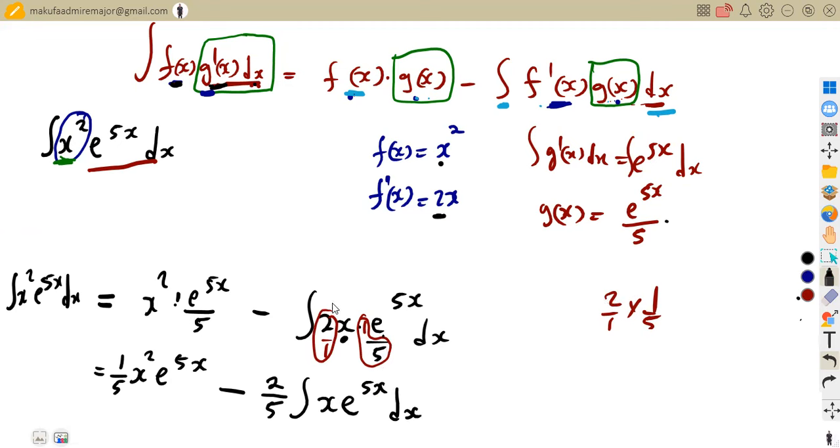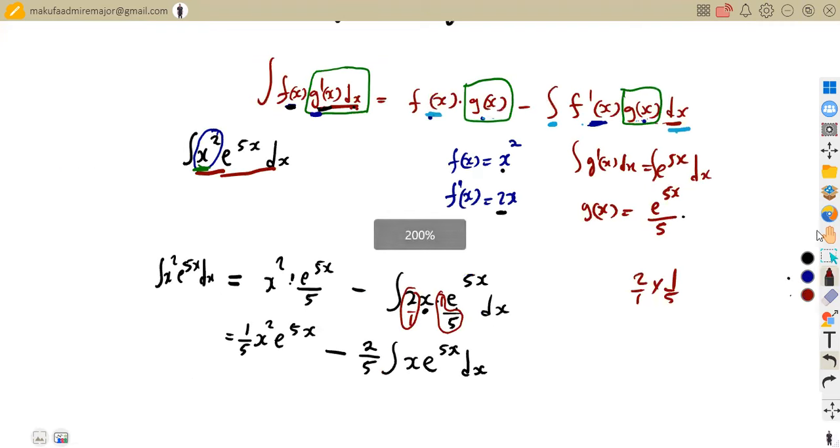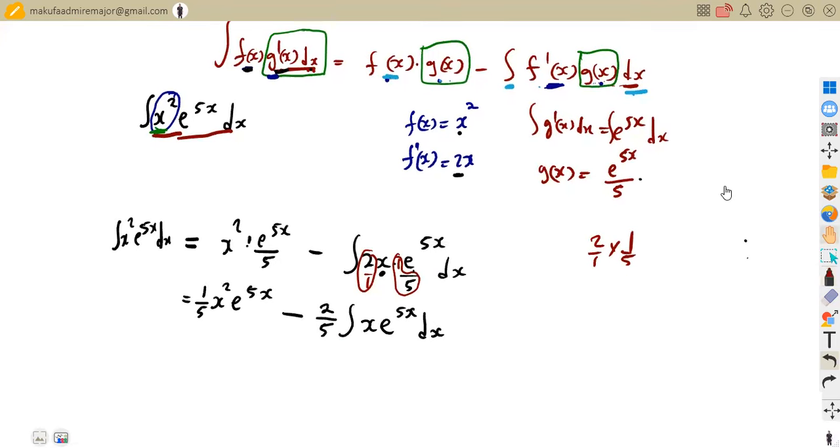That has to be integrated again. So by integrating this, we are supposed to apply by parts because we're talking about a product here. We have a product again, whereby we said whenever we're dealing with a product, we are going to apply our by parts concept. So meaning to say, we are supposed to choose our f of x again.